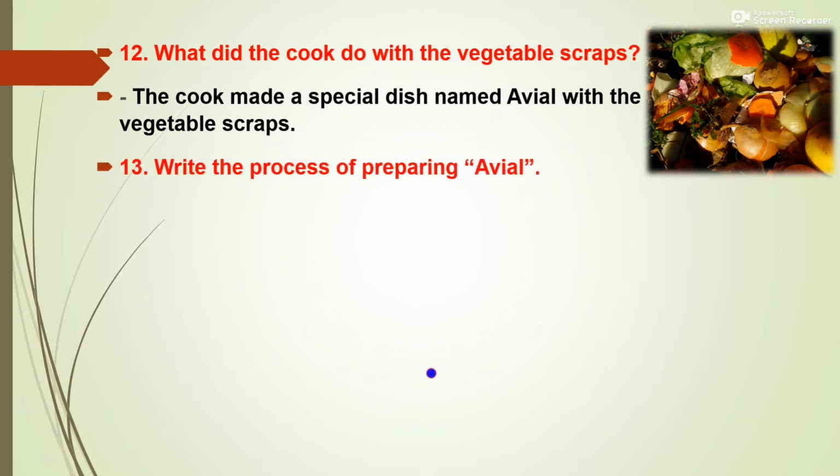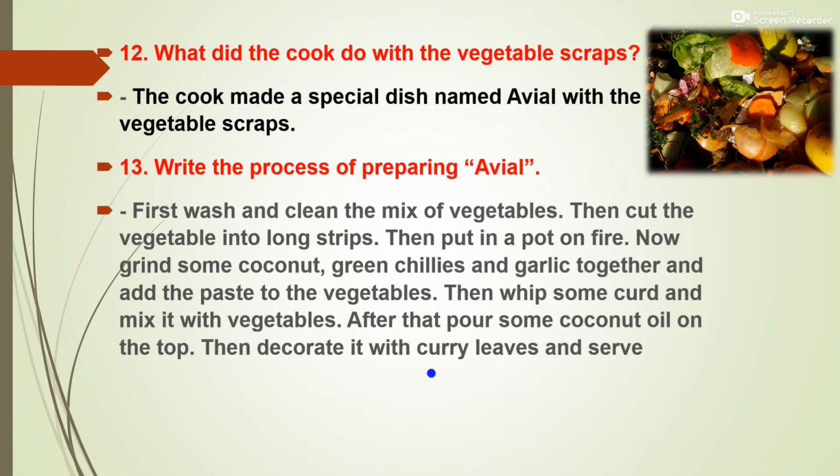Write the process of preparing Avial. First wash and clean the mix of vegetables, the bits of vegetables, then cut the vegetables into long strips, then put them on a fire. Now grind some coconut, green chilies and garlic together and add the paste to the vegetables. Then whip some curd and mix it with the vegetables. After that, pour some coconut oil on the top. Then decorate it with curry leaves and serve.